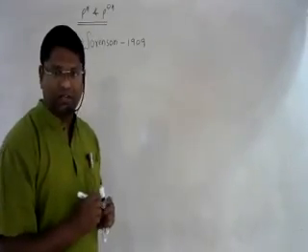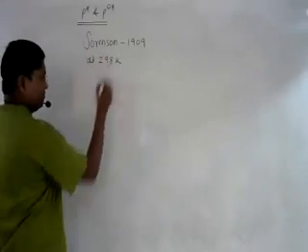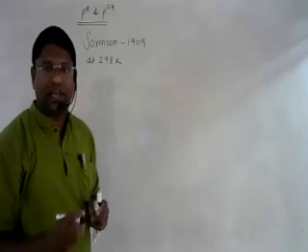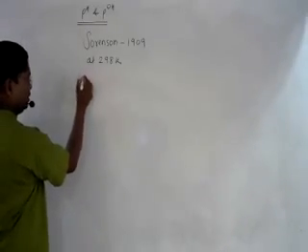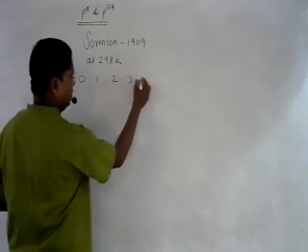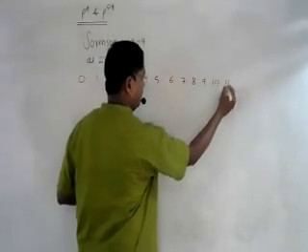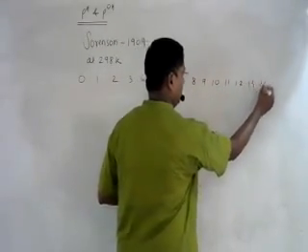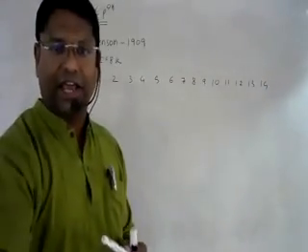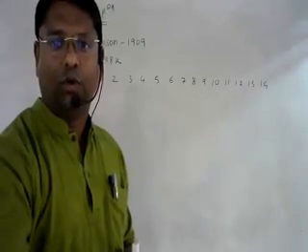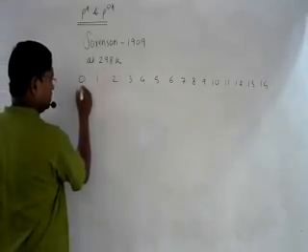According to Sorensen, at 298 Kelvin, this pH scale has range from 0, 1, 2, 3, 4, 5, 6, 7, 8, 9, 10, 11, 12, 13, 14. This pH scale has a range from 0 to 14. This is pH scale.